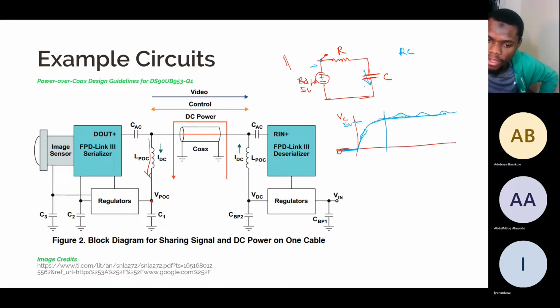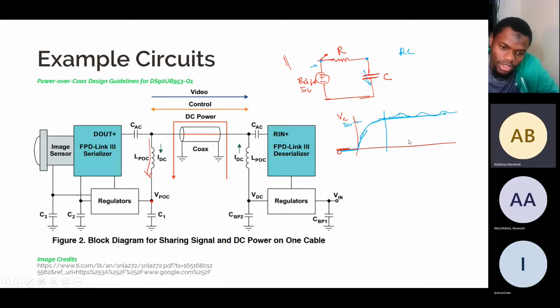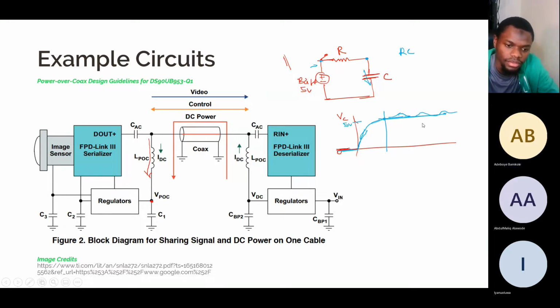But the voltage here remains kind of constant. I hope that answers your question. Does that answer the question? Okay, cool. All right, let's go to the next circuit.